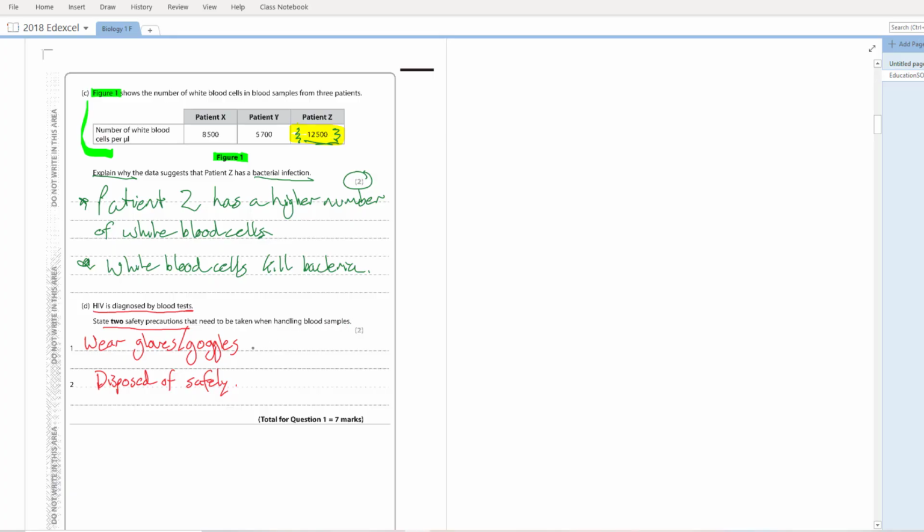If I'm a nurse or a doctor doing this, I definitely need to be wearing gloves or goggles to make sure that blood can't get onto my skin or into my body through my eyes. And secondly, after I've taken the blood samples and they've been tested, I need to make sure they're disposed of safely and not just lying around. So that's the end of the first question, which was a total of 7 marks.